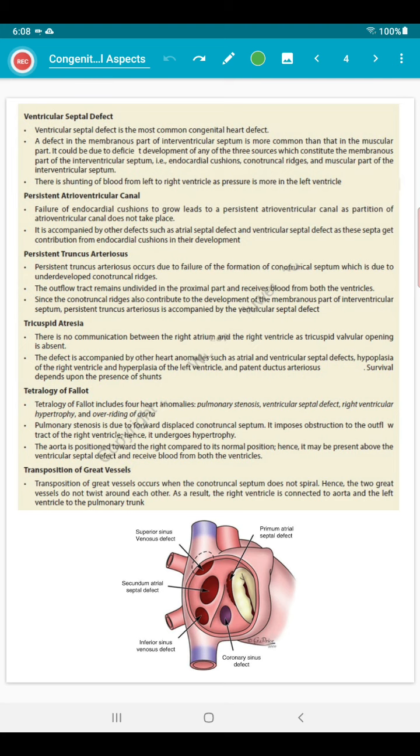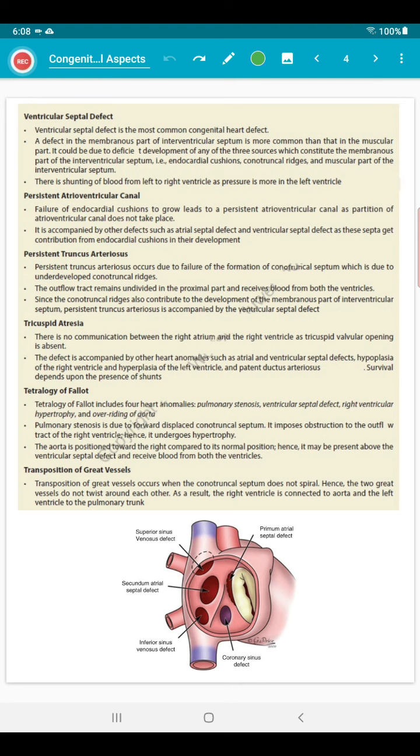Naturally, no blood is coming to the right ventricle, so it will be hypoplastic. More blood is coming to the left ventricle, so it will be hyperplastic. And the patent ductus arteriosus also will be found in this case. So survival of this type of patients depends on the presence of shunts, whether the shunt is present or not.